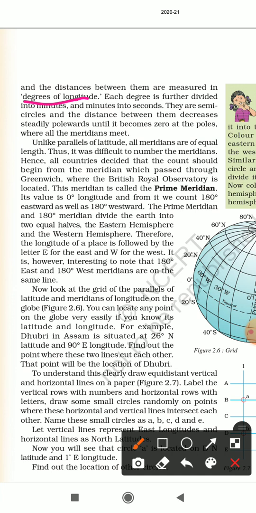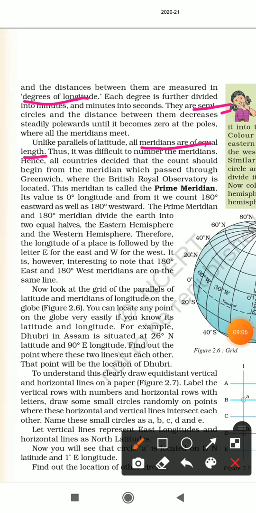Now, longitudes are semicircles and the distance between them decreases as we go towards the poles. And as we have already studied, the size of latitudes decreases as we move towards the poles. All the longitudes are of equal length.